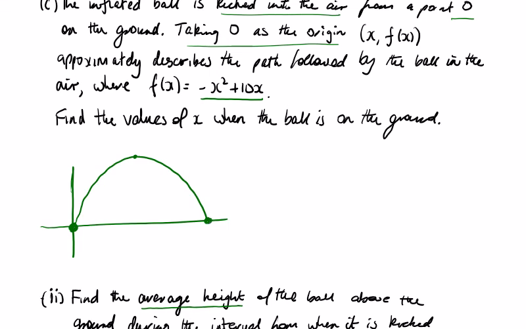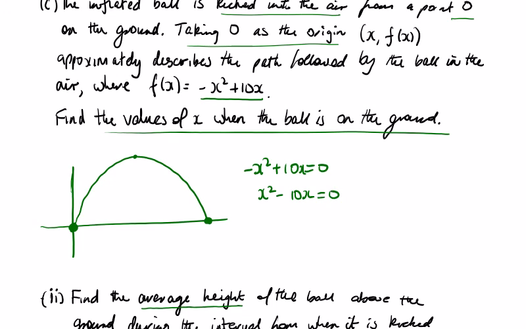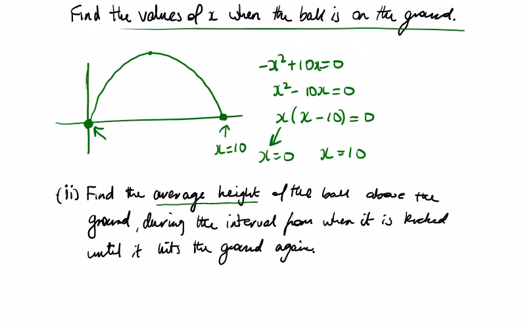So the 2 times when it's on the ground, we can say that the height is 0. So find the values when the ball is on the ground. So we'll say minus x squared plus 10x is equal to 0. x squared minus 10x equals 0. x by x minus 10. So this is my initial here. x is equal to 0, and x is equal to 10 at this point. So that's 10 seconds to the time when the ball is kicked to when it hits the ground.